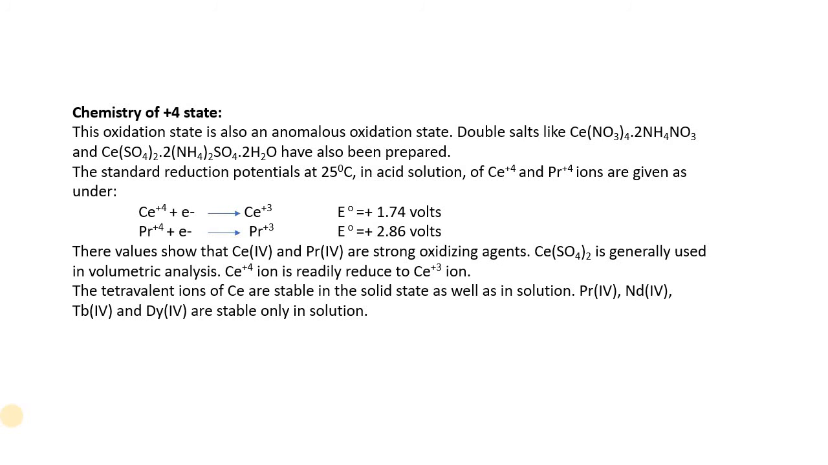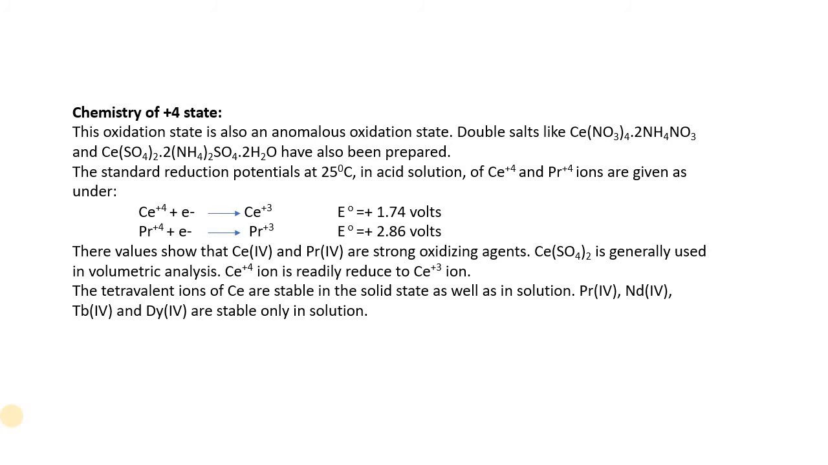The standard reduction potentials of cerium and praseodymium have been given here. The reaction shows the reduction occurs from +4 to +3. The standard reduction potential values are positive. If a species has a standard reduction potential value with a positive sign, that shows the species is an oxidizing agent. Their values show that cerium +4 and praseodymium +4 are strong oxidizing agents. Cerium sulfate is generally used in volumetric analysis.